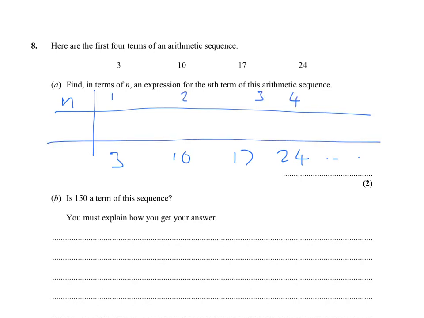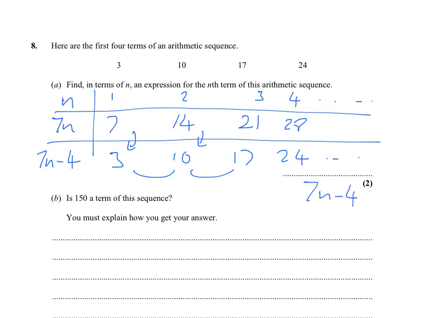That's our position. We notice this goes up in 7s, so we're looking at the 7 times table. That's 7n. So 7, 14, 21, and so on. And we notice to get from the middle row to the bottom row, it's take away 4, so 7n minus 4. And that's our answer for the final line, 7n minus 4. A lot of people did very well on this.